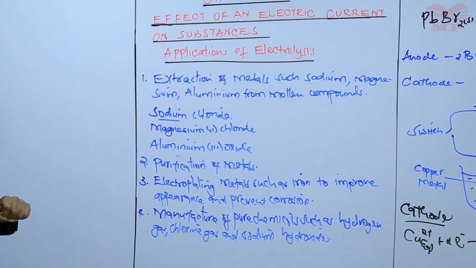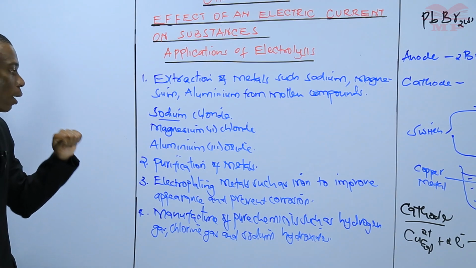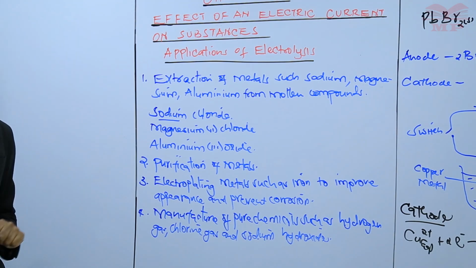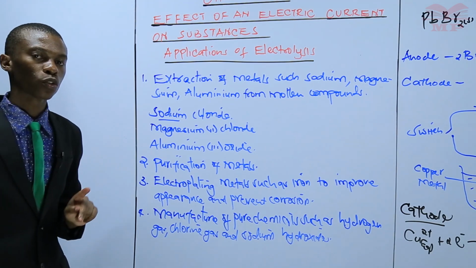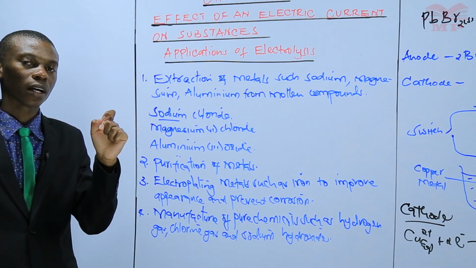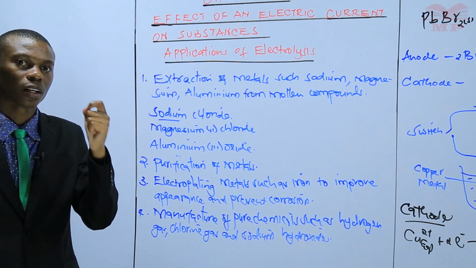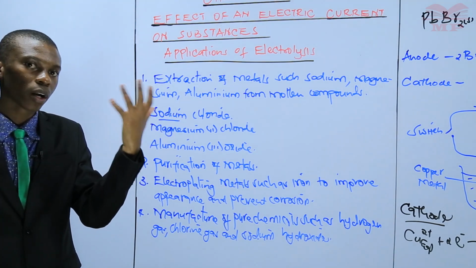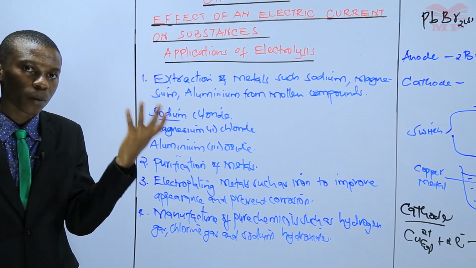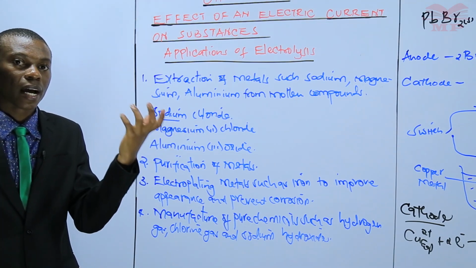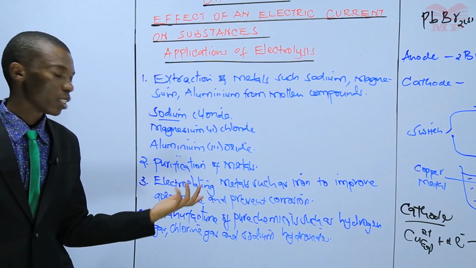The next, it can also be applied in electroplating metals such as iron. You can use it to electroplate metals such as iron. And there are two reasons why you conduct electroplating. One is to improve the appearance of a metal or maybe some utensils or ornaments. You want to make them more appealing, more attractive. And second, you want to prevent corrosion.